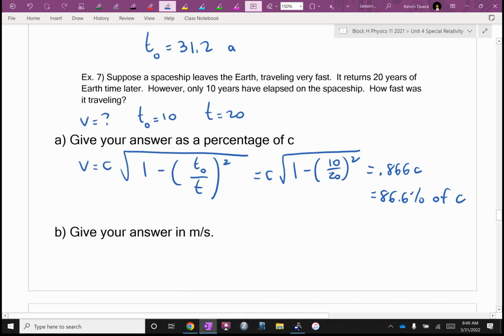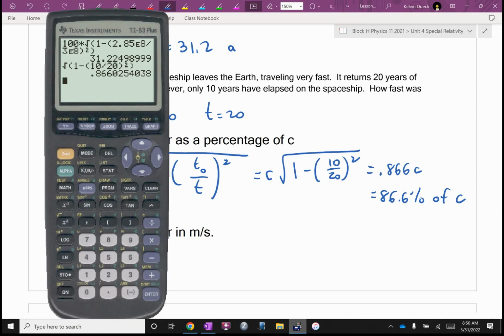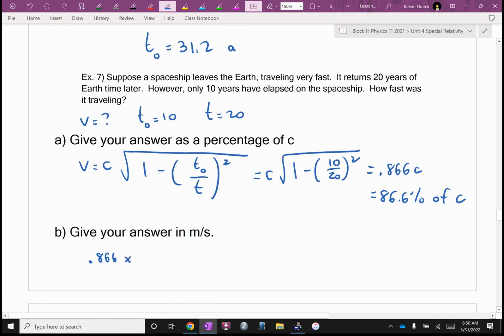Well, now what I'm going to do is take my 0.866, using my answer button, 0.866025540, and multiply it by the value of c. Casey, what was c as a number again? 3 times 10 to the 8th. In other words, how do you find 60% of a number? You go 0.6 times the number. How do you find 86.6% of c? You go 0.866 times 3 times 10 to the 8th.